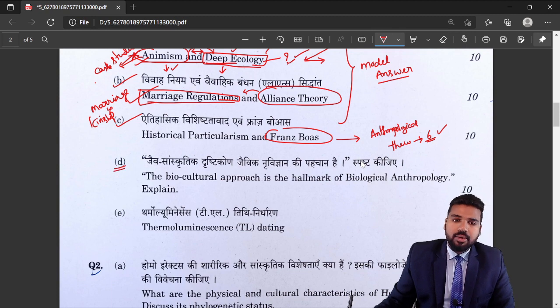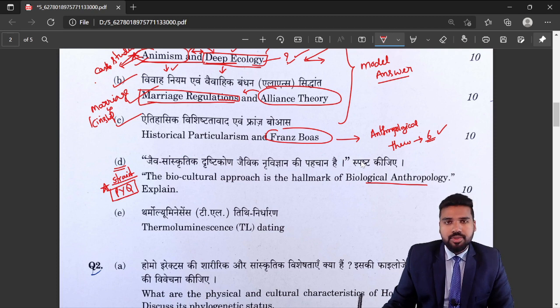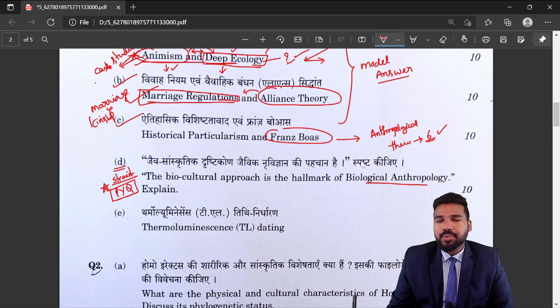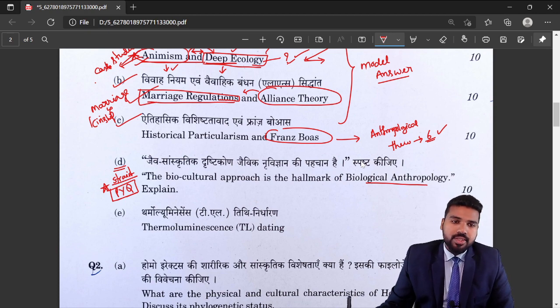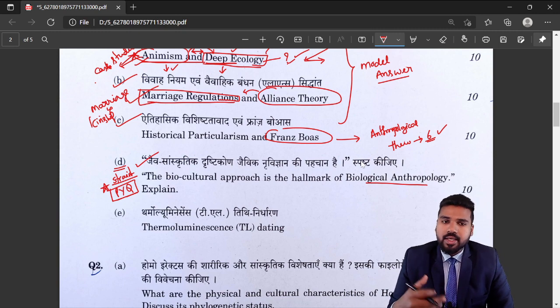See, look at this. The biocultural approaches is the hallmark of biological anthropology. Explain. See, this is a straightforward question. If you look at it, many questions this year which have appeared, they are either reflected in the earlier previous year questions. That is the reason why previous year questions are very important when it comes to optional. Particularly anthropology, there is good number of questions which are going to repeat in the examination. This has been asked again and again, the biocultural approaches in the biological anthropology. So which is a direct question.